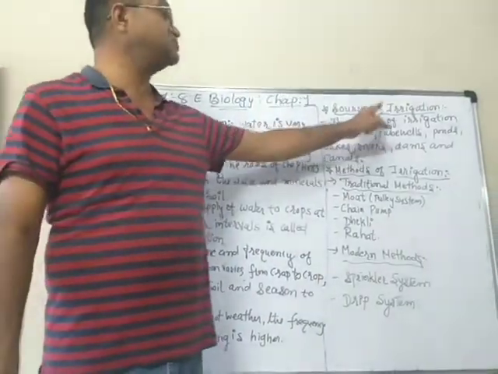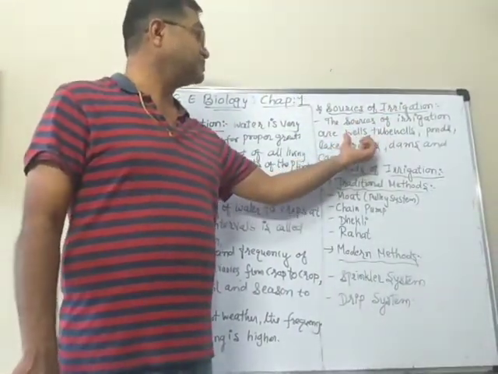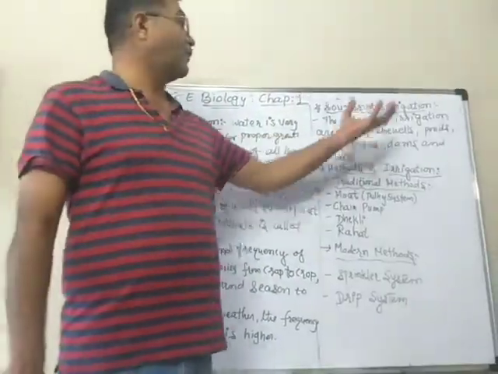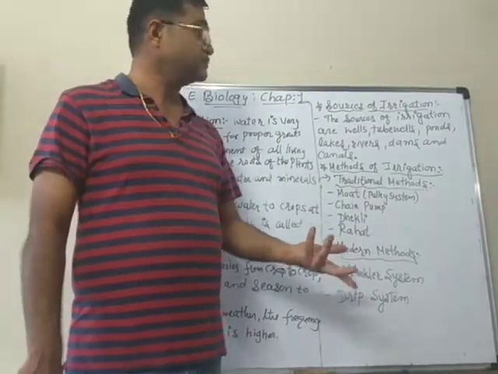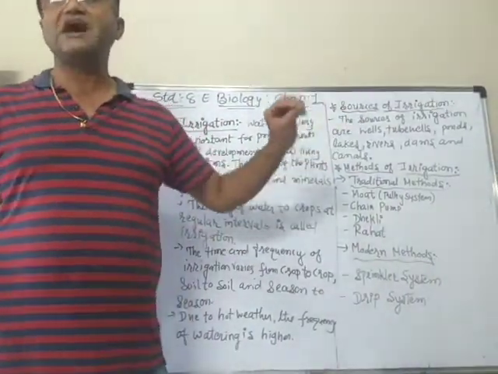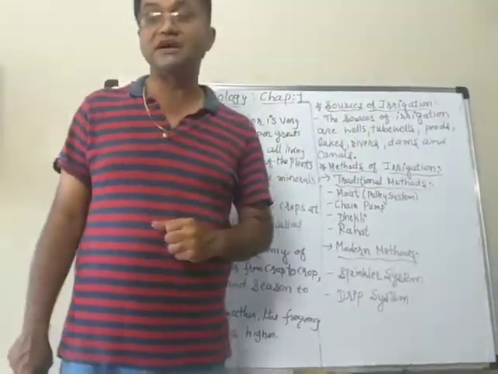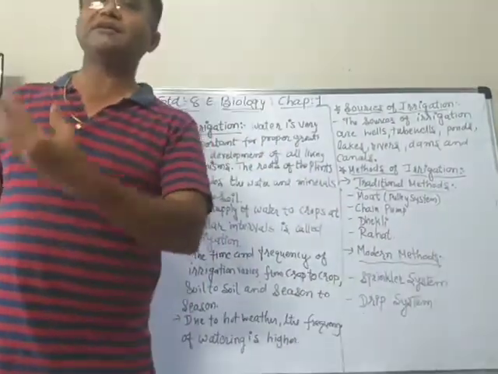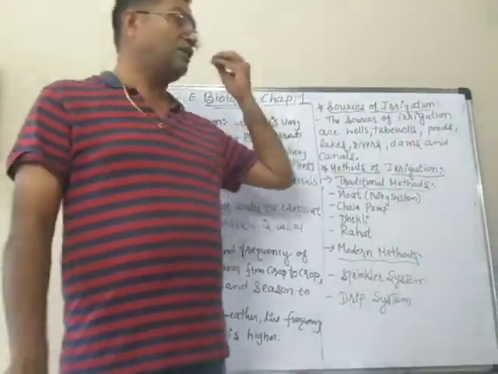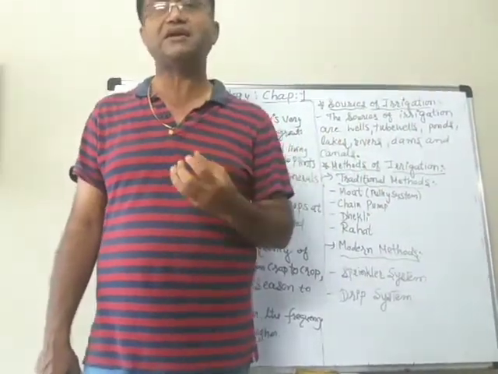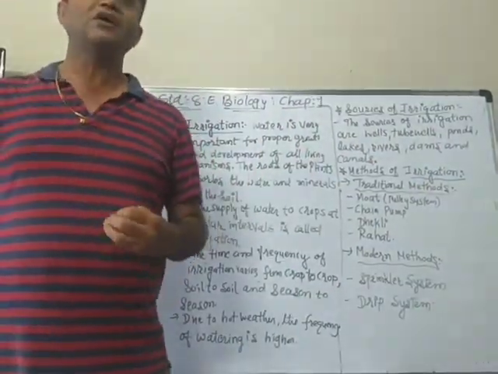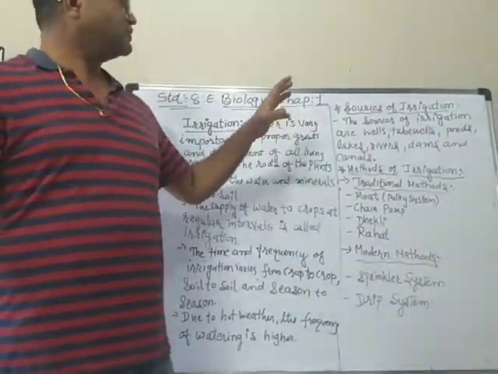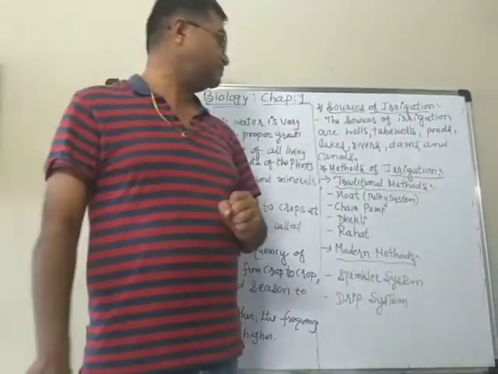So those are the sources from which we get water: wells, tube wells, means bores that we are doing, ponds, lakes, rivers, dams and canals. These are the sources of irrigation. It means that from these sources we can get water either by the pipeline or by putting the motor or some other pumps like that, and from that we can draw the water for irrigation of the plants. So now those are the sources of irrigation.